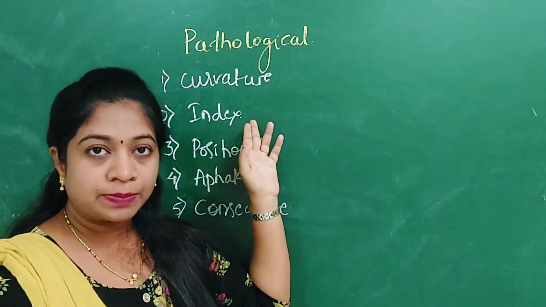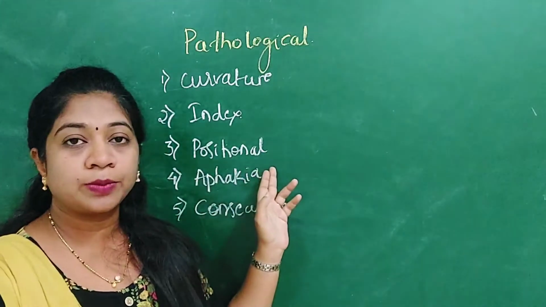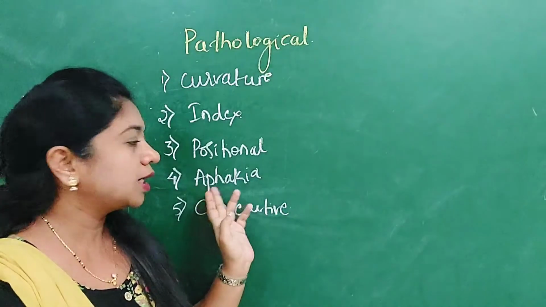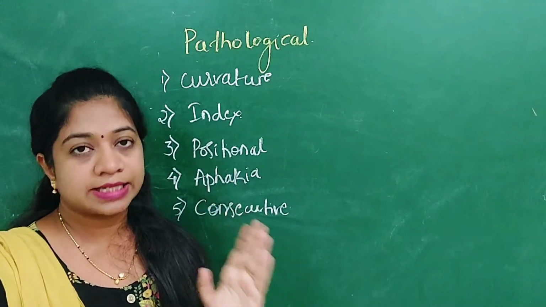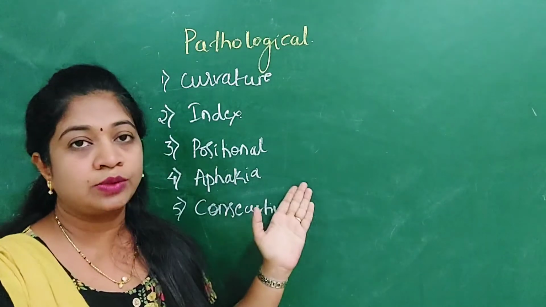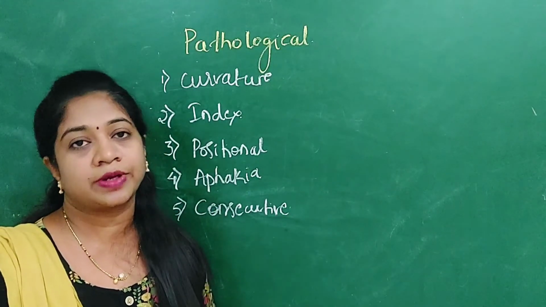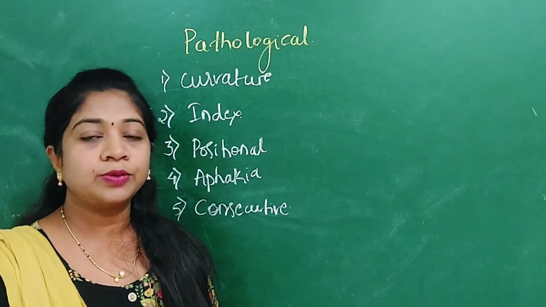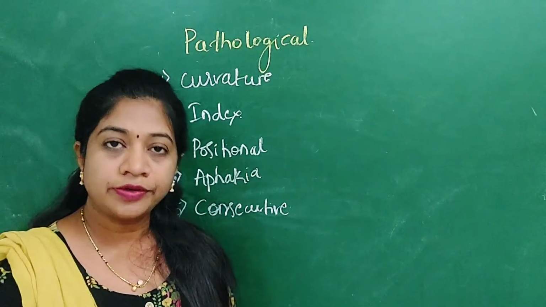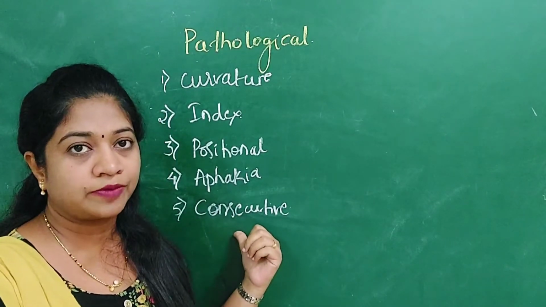The next is index hypermetropia. I will explain how this occurs. Then the positional hypermetropia, as I told, if there is posterior displacement of the lens, that can lead to hypermetropia. And aphakia, either secondary to a congenital cause or acquired, like in case of surgical aphakia, that can lead to a high degree of hypermetropia. And the last one, consecutive type of hypermetropia, that is secondary to overcorrections. Either you are overcorrecting myopic patients with surgeries, or you are placing an intraocular lens with undercorrection. So that can lead to consecutive type of hypermetropia.